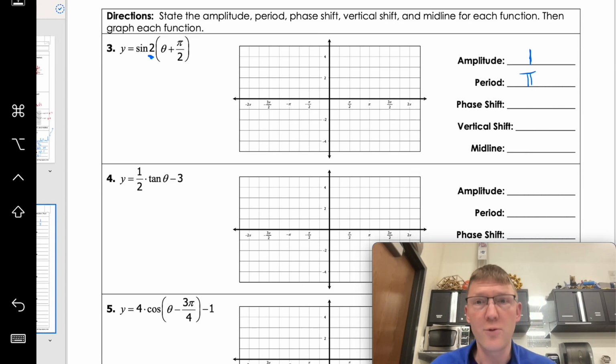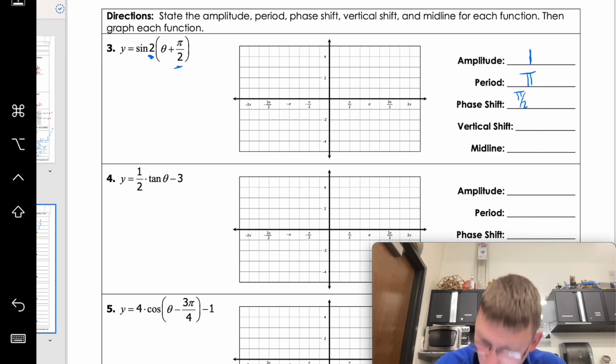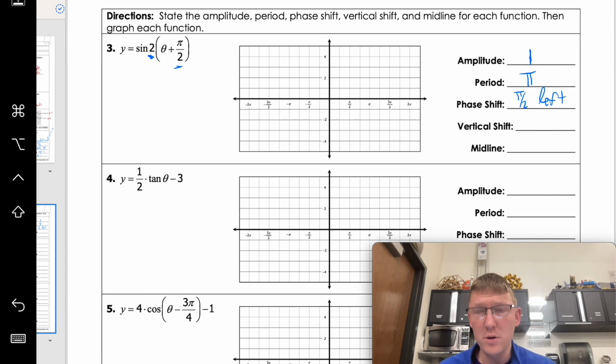And then our phase shift, remember that's left and right. That comes from this one right there. So our phase shift is to the left, pi over 2. So pi over 2, and I'll write left. And then our vertical shift is none. And then our midline is 0 because it did not go up or down. So then from there, we know our amplitude is 1. So that's going to be kind of right there. It's not an asymptote. I'm just lightly drawing it there.